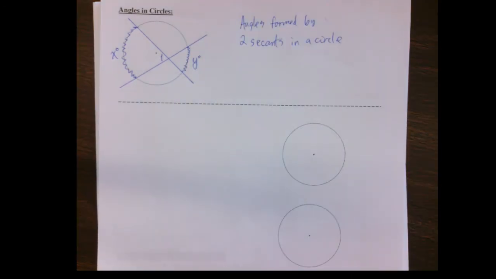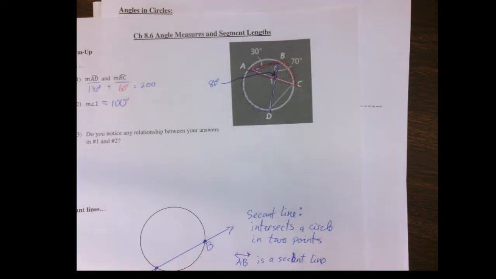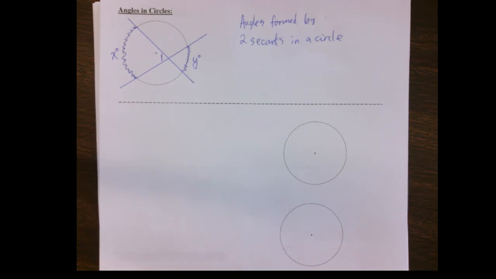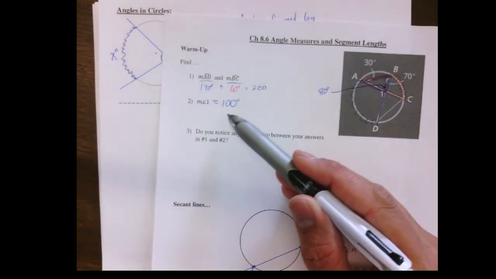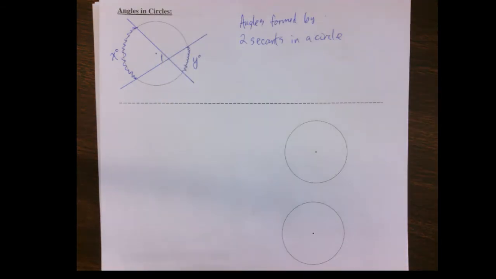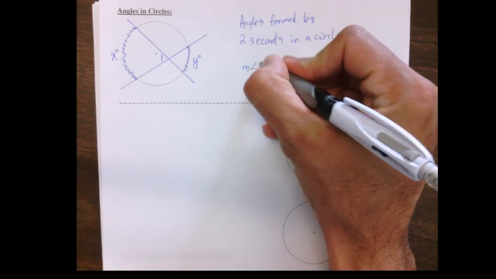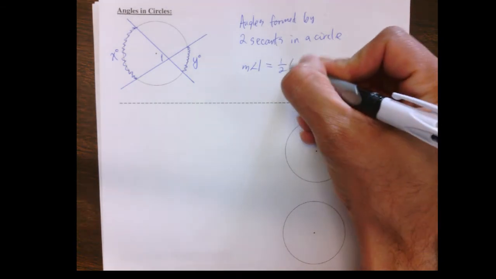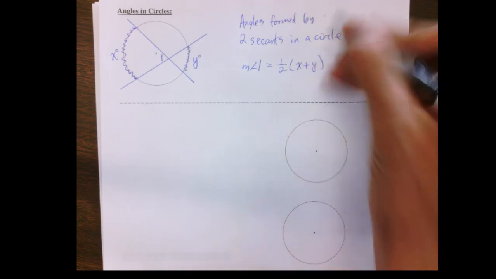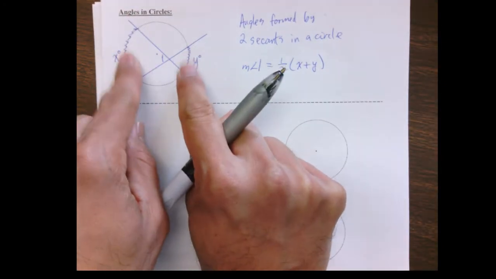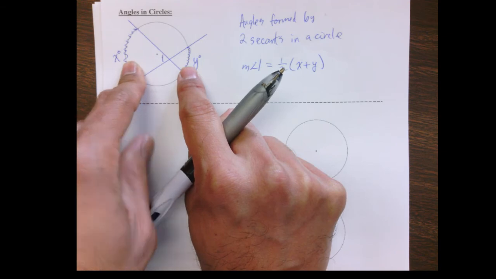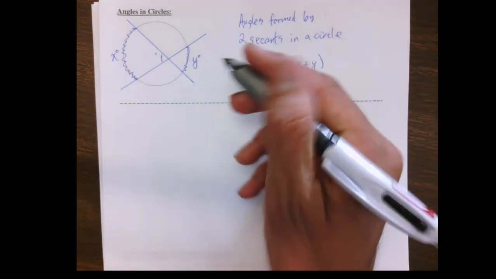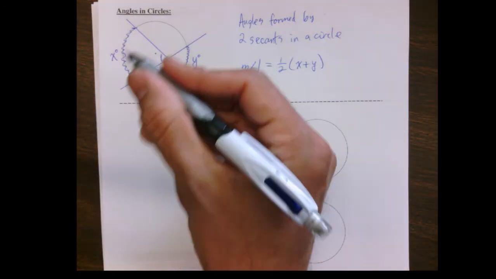So if you notice, this is kind of reminiscent of the warm-up problem, right? And what's the relationship in the warm-up? Hopefully, again, you notice that this was half. So, measure of angle 1 is actually equal to 1/2 of x plus y. 1/2 the measure of the sum of these. You add these arcs together, cut them in half, or divide that by 2, and that's what angle 1 will be. Pretty cool, right?